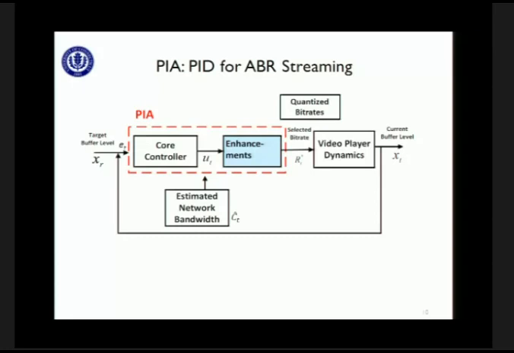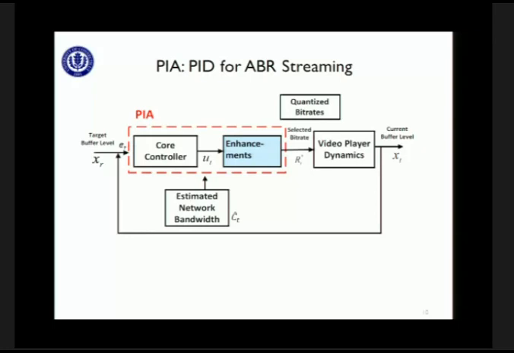Right. In some sense, you want to discourage rebuffering events. But there might be trade-offs between rebuffering events as opposed to quality. Yeah, all that stuff is being captured in these enhancements. I'll indicate what are the changes that we do.